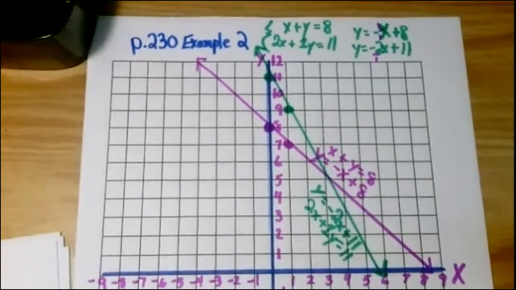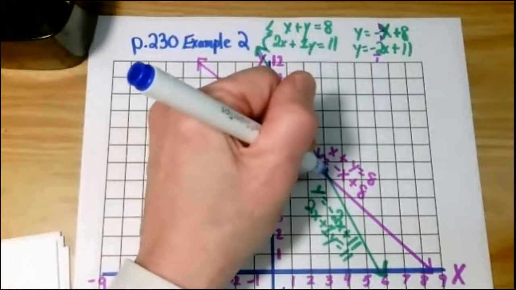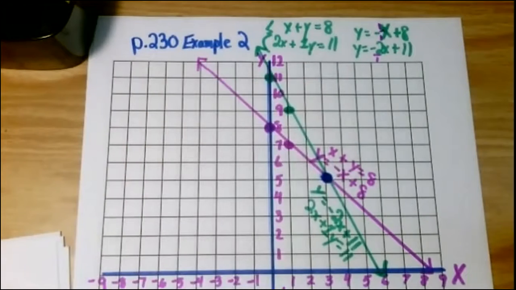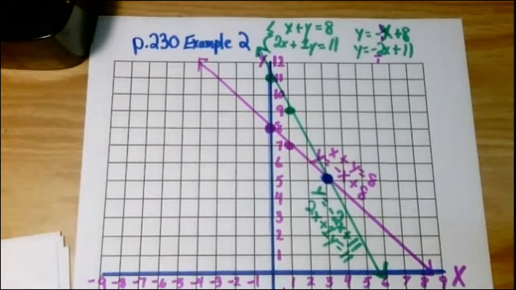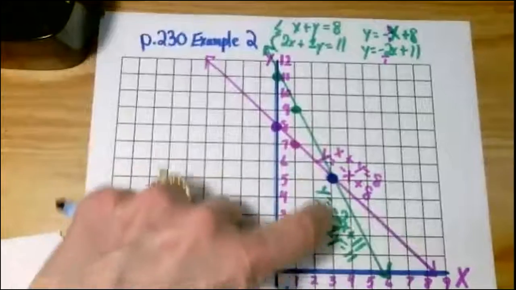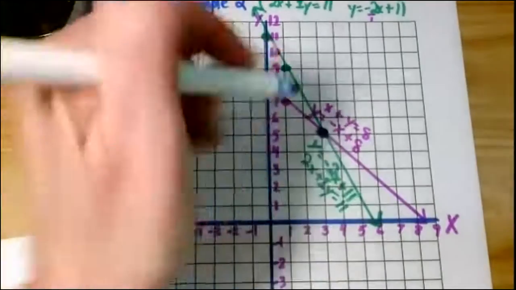That's what we're trying to figure out. So that's going to be our point of intersection, which I did a pretty good job. It's actually right here. That's our point of intersection. What are the coordinates of that point? The coordinates of that point are, well, let's go down. 3, 5.